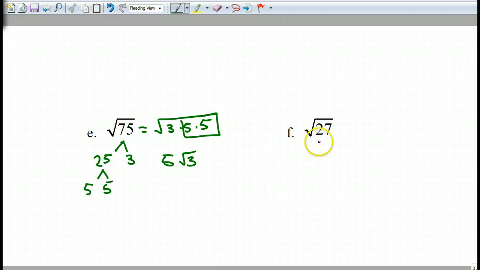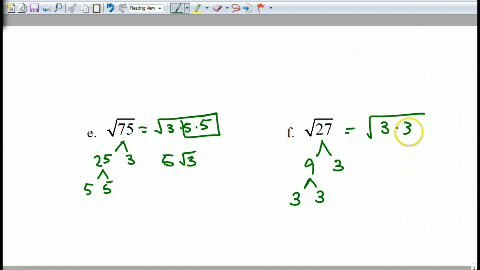Okay? How about 27? 9 and 3. Okay, so now this one we have 3 3's. How many pairs do I have though? I only have 1 pair, so I have to leave 1 3 underneath the radical. Can only take out the pair. Cool?